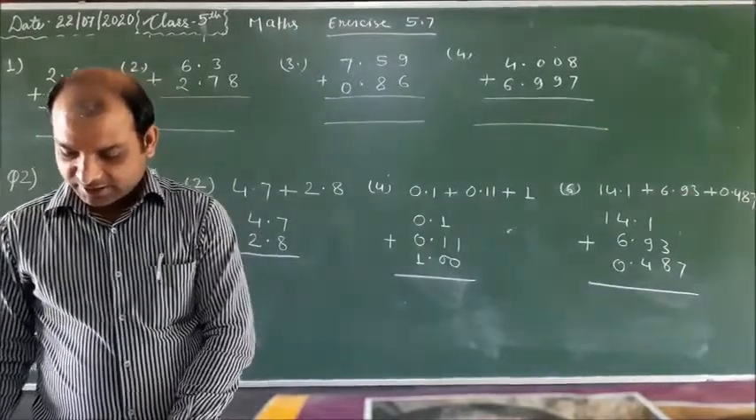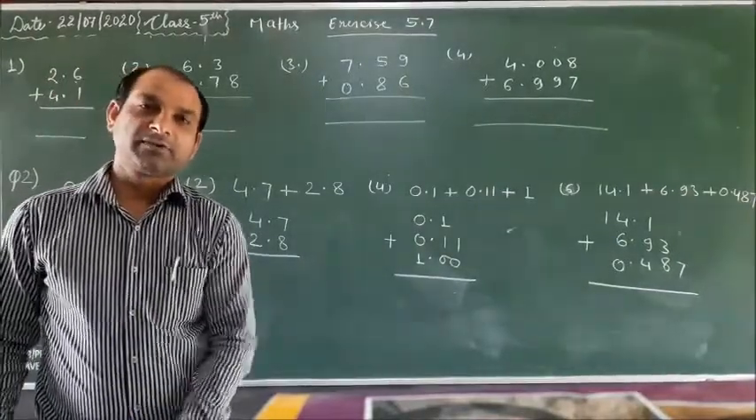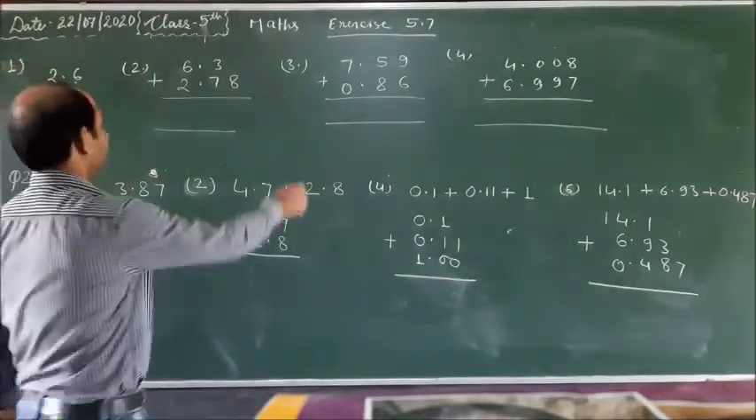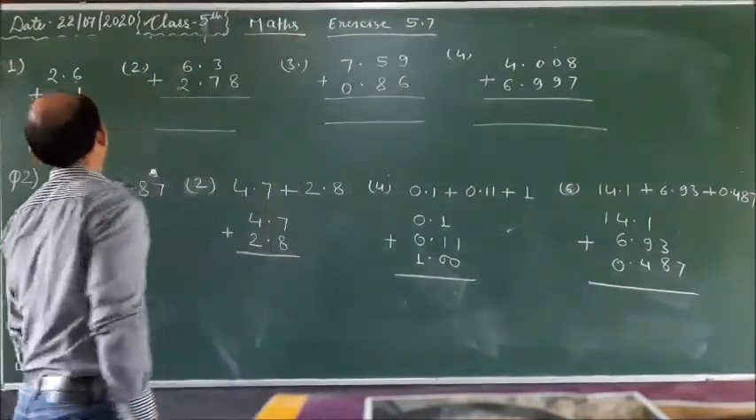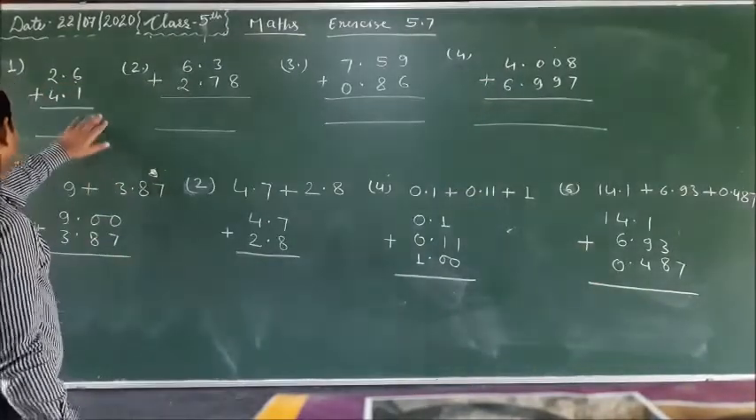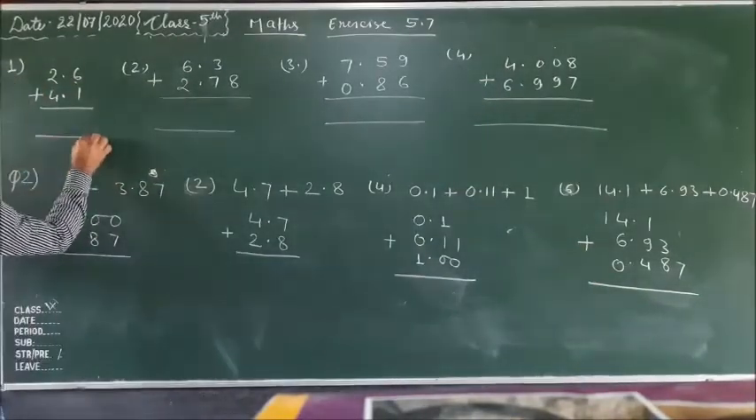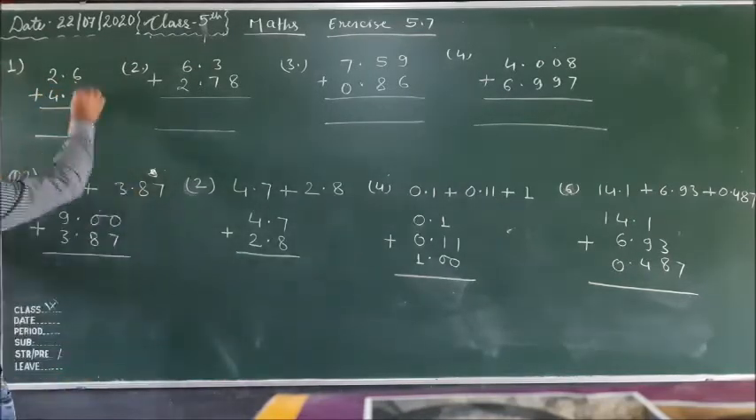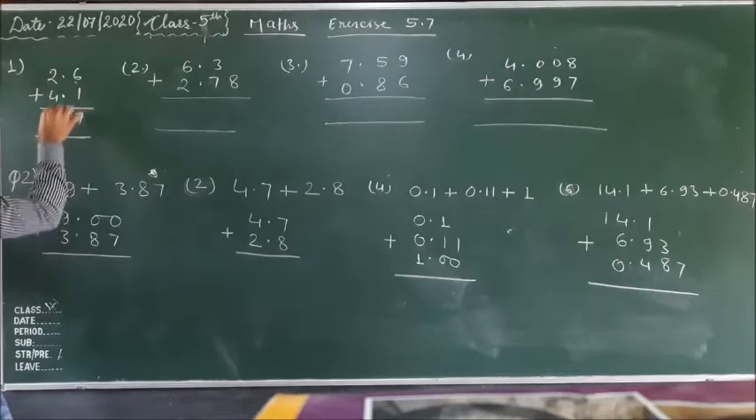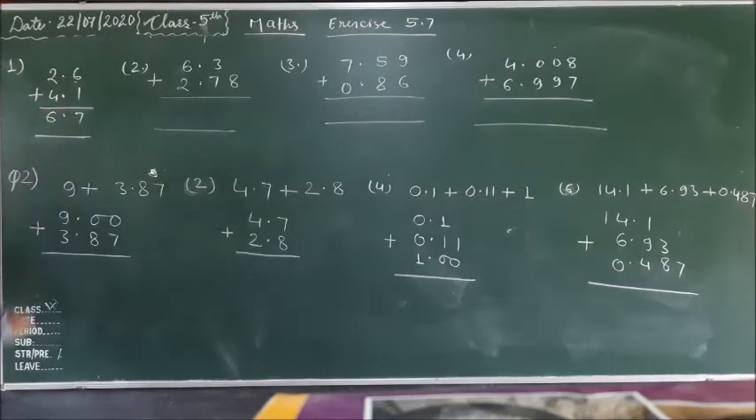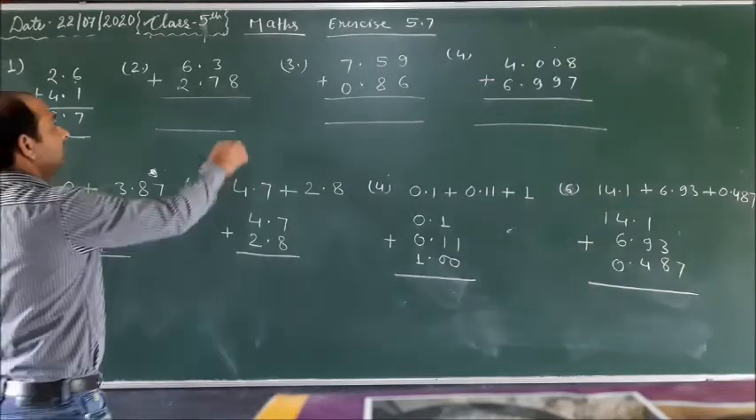Today we start exercise 5.7 of class 8, decimal chapter, and the first question is add the following. Here the question is 2.6 plus 4.1. So 6 plus 1 equals 7, 4 plus 2 equals 6. 6.7 is your answer.